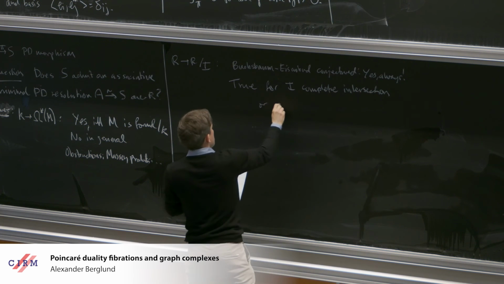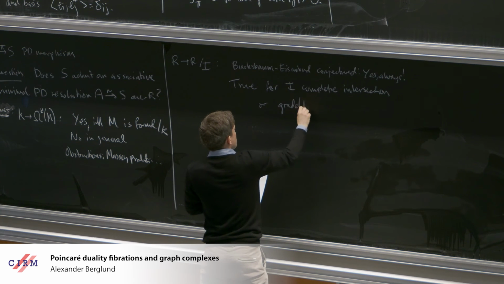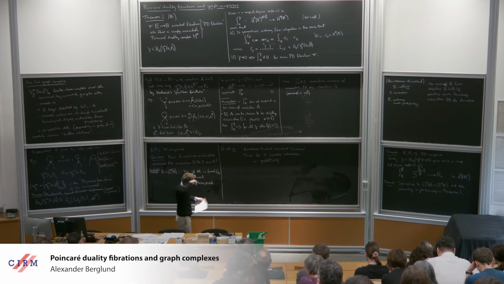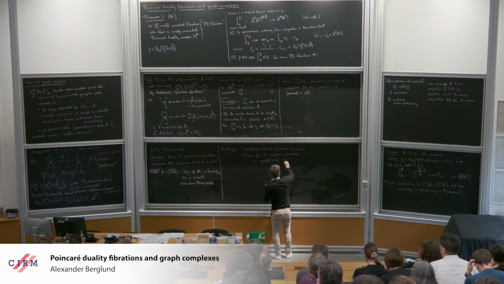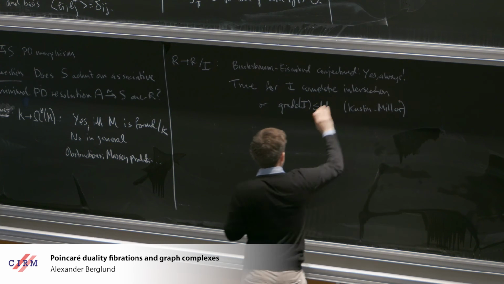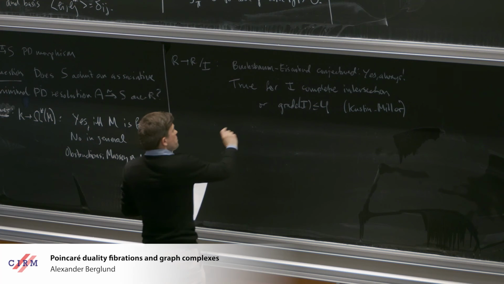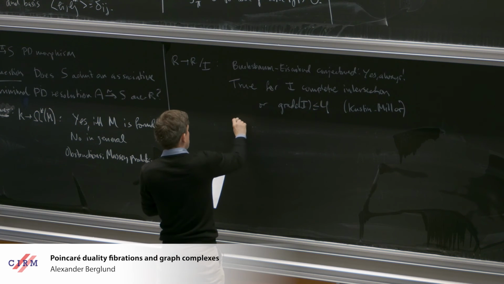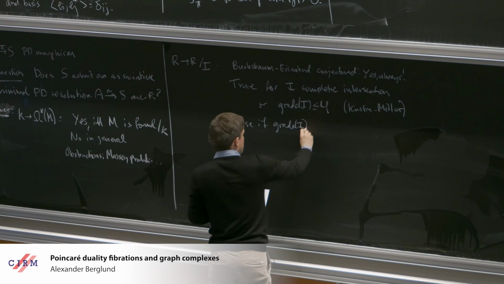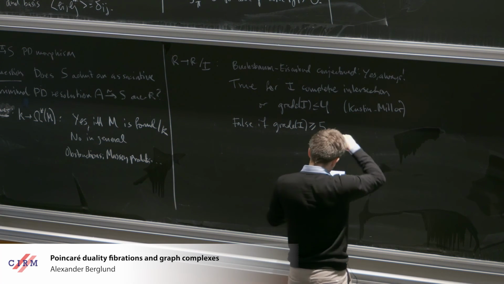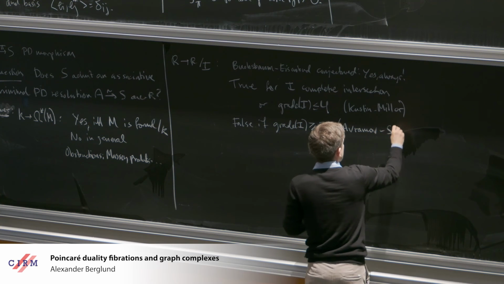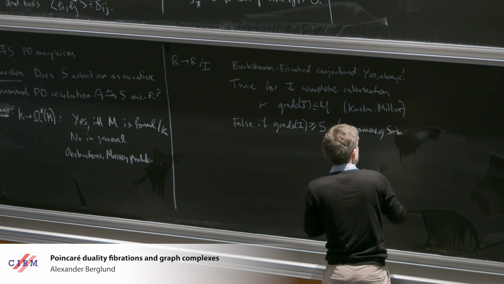Or when the grade of I is less than or equal to 4, where the grade is the length of the longest regular sequence in I. And this was observed by Kustin and Miller back in the day, like the 80s or so. But then it was proved to be false in general. So false when the grade is 5 and above, you can find counterexamples in every grade, and this was due to Avramov, and then Srinivasan, well, not together, but she also studied this problem.